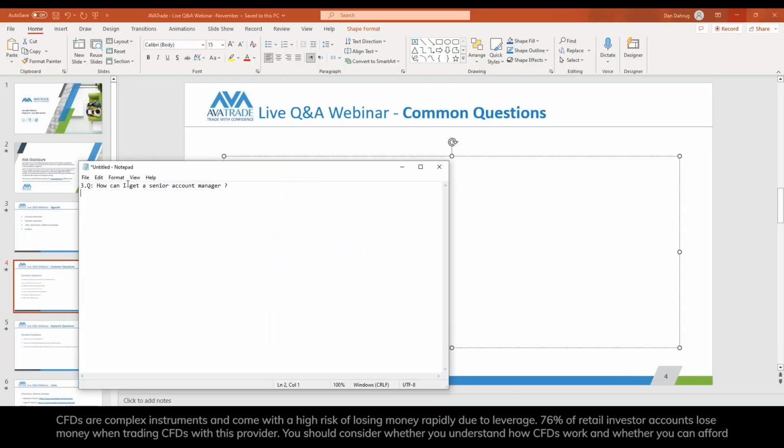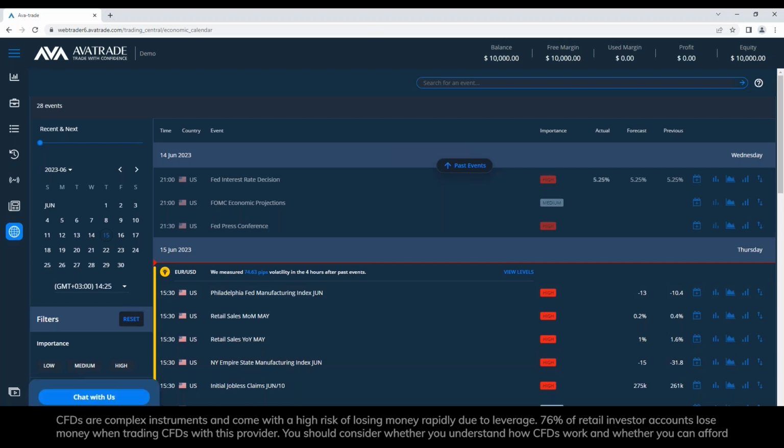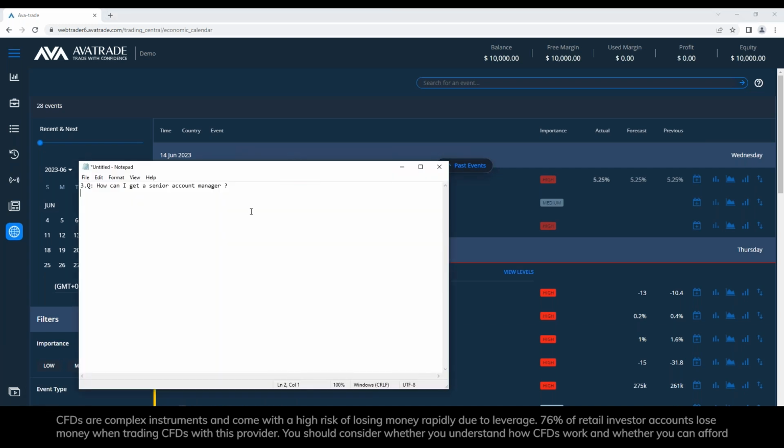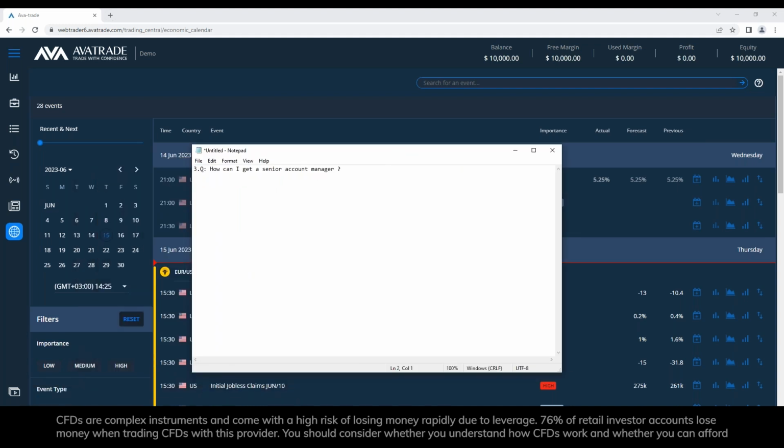And the following question is, how can I get a senior account manager? And the answer, guys, is very, very simple. All I have to do is click here on the chat, click on chat with us, and ask to get a senior account manager assignment. But I must activate the account. I'm not going to be privileged for a senior account manager unless I make a deposit and activate the account. Then I can qualify. Unless he's going to call me, I have to ask for assignment through the chat here. Chat or WhatsApp, whatever you prefer.